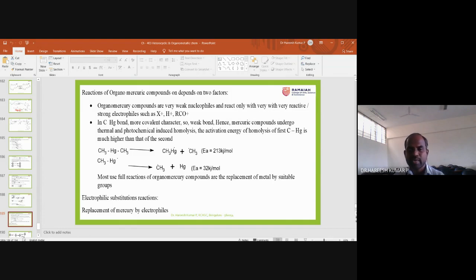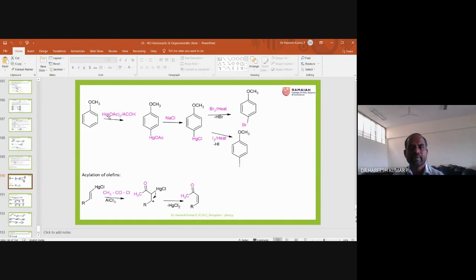So let's look into the example. Look here, I am taking anisole. Anisole means methoxybenzene. When methoxybenzene is treated with mercuric acetate, the product obtained is methoxyphenyl mercuric acetate. There will be a new bond formation between this carbon and this Hg, and there will be removal of acetic acid. This acetic acid is a solvent. So the product is obtained.